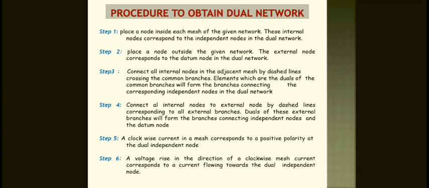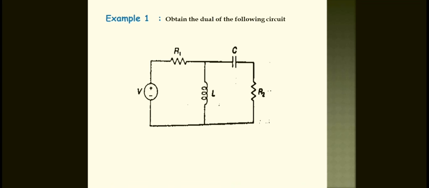So these are the steps we are going to follow to obtain the dual networks. Step 1 is to place a node inside each mesh of the given network. These internal nodes correspond to the independent nodes in the dual network. These are the steps involved in the procedure of applying duality to a given circuit.